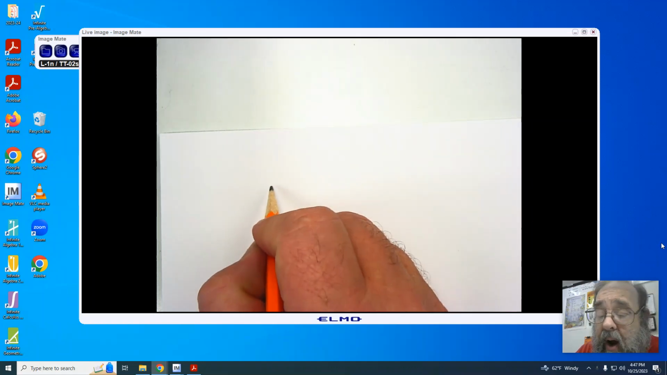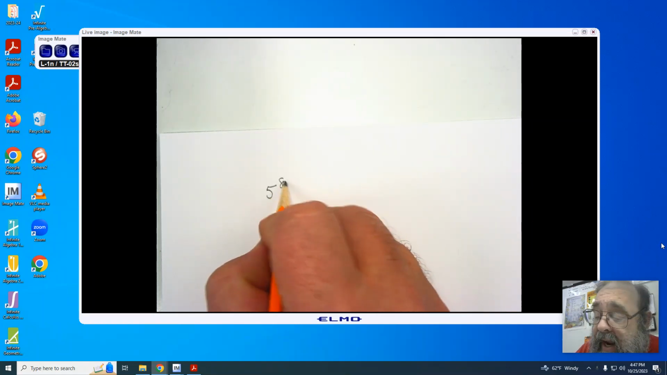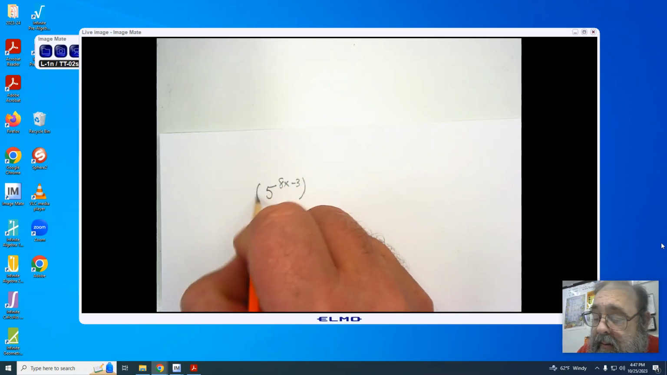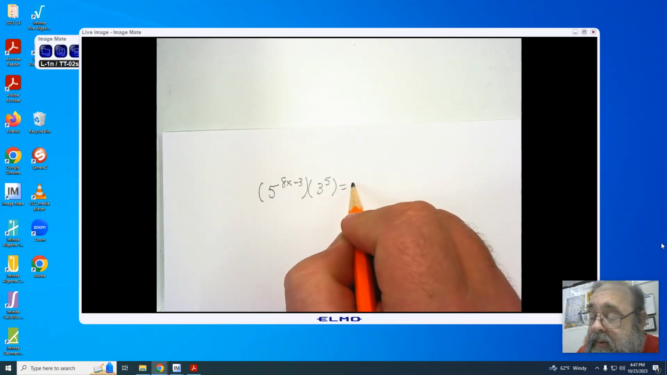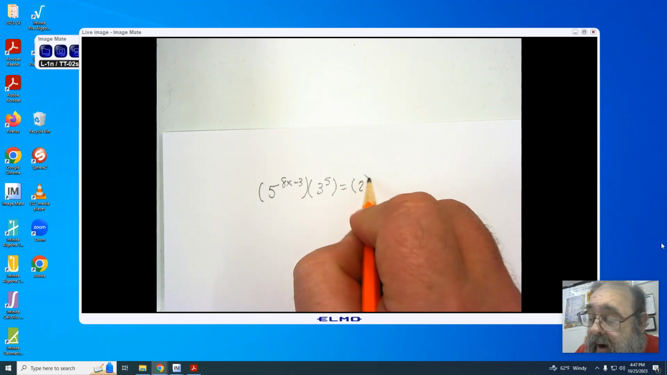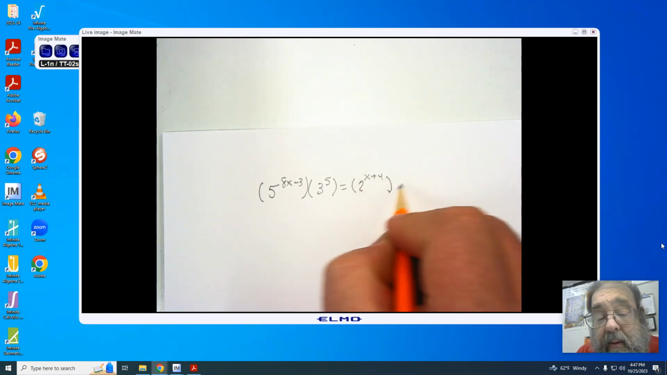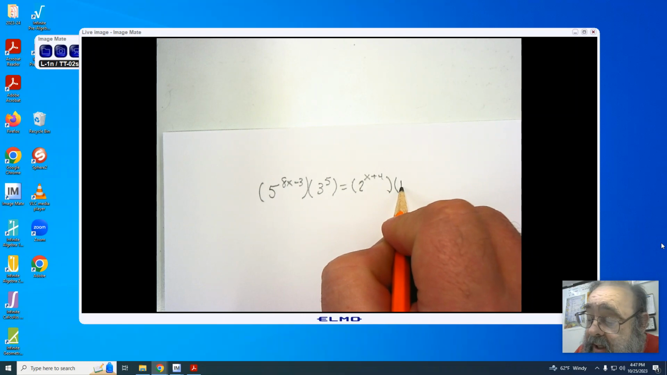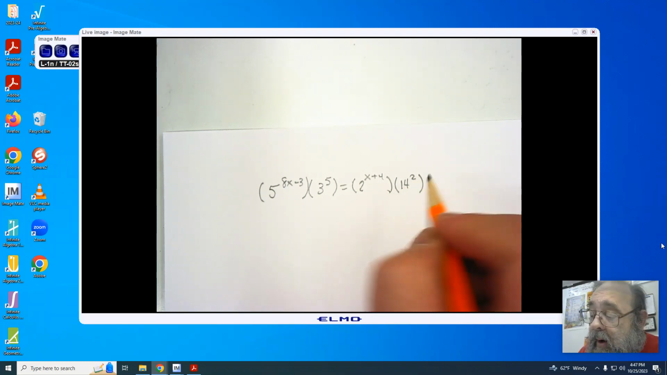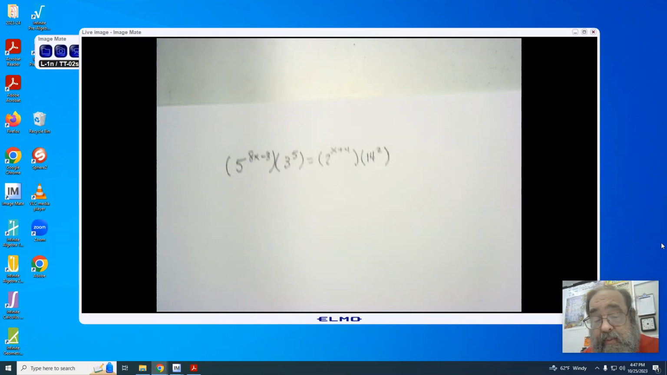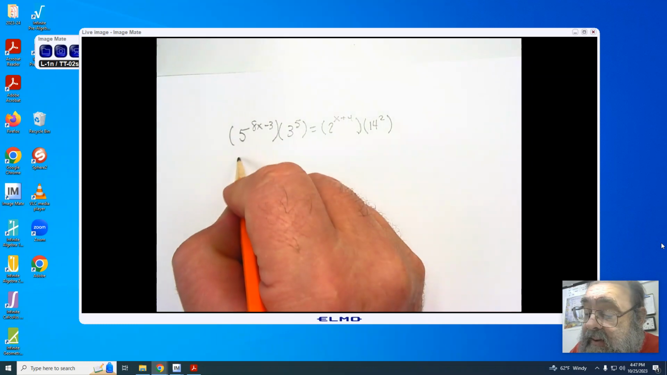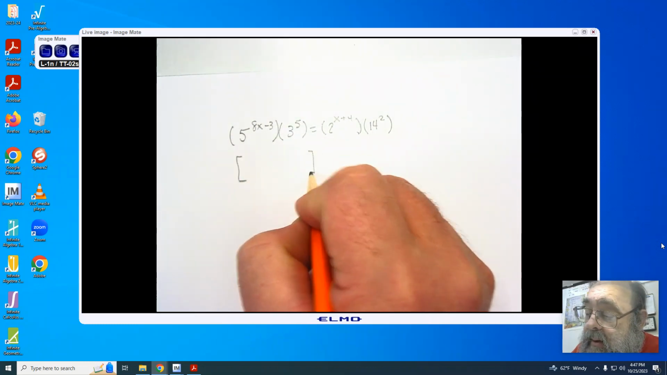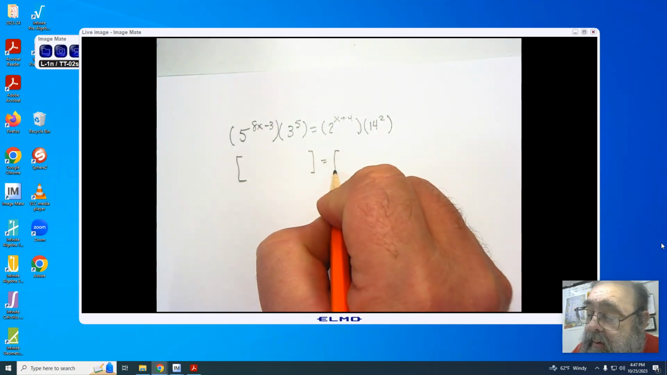So we're going to be starting off with 5 to the power of 8x minus 3 times 3 to the 5th power equals 2 to the power of x plus 4 times 14 to the 2nd power. Now, in order to do this, we have to exponentiate. When we exponentiate, we put a single log in front of both sides. So we're going to put log in front of both.